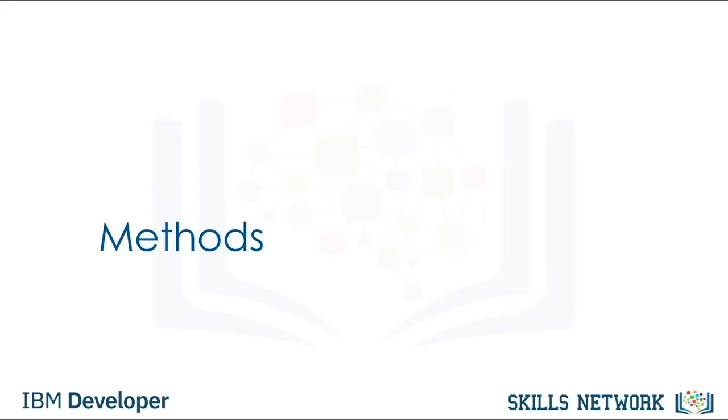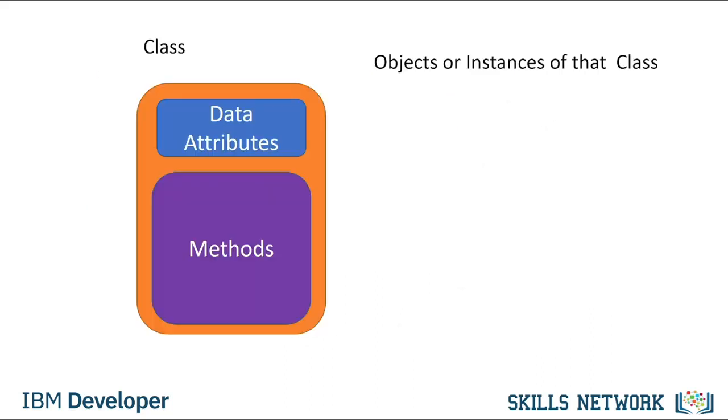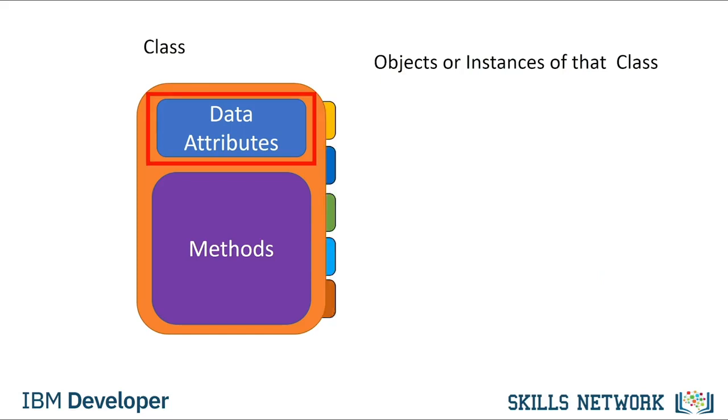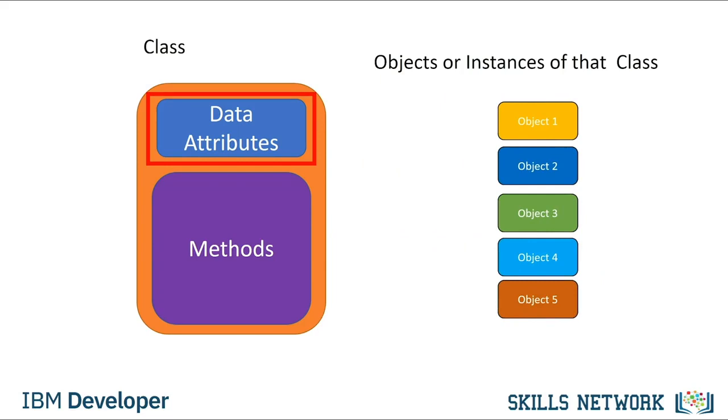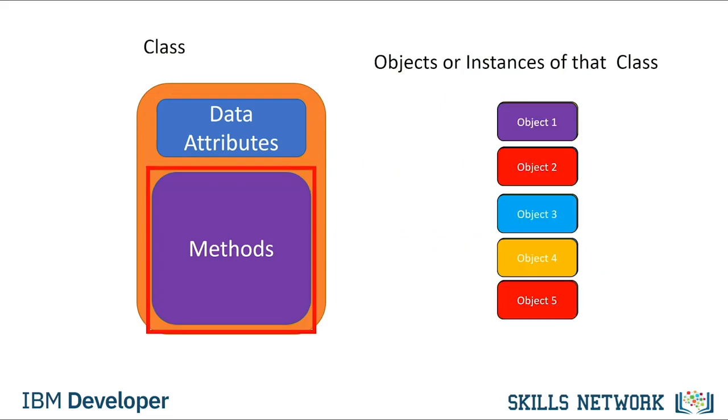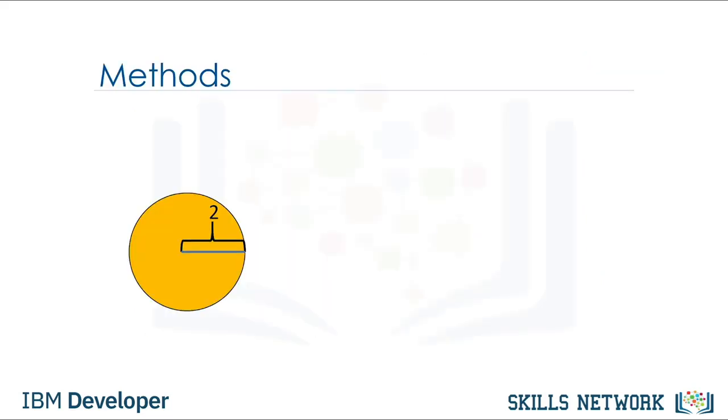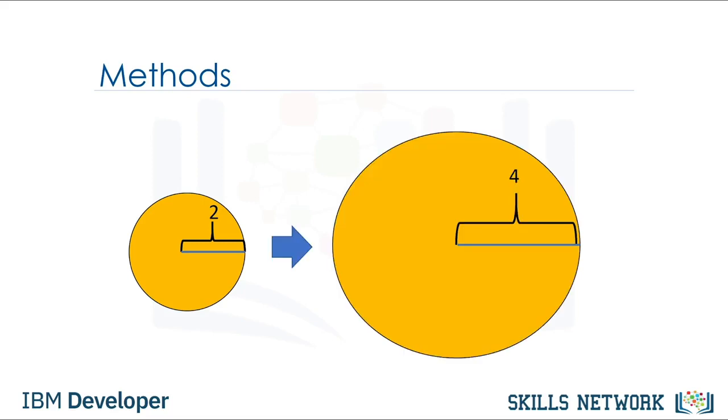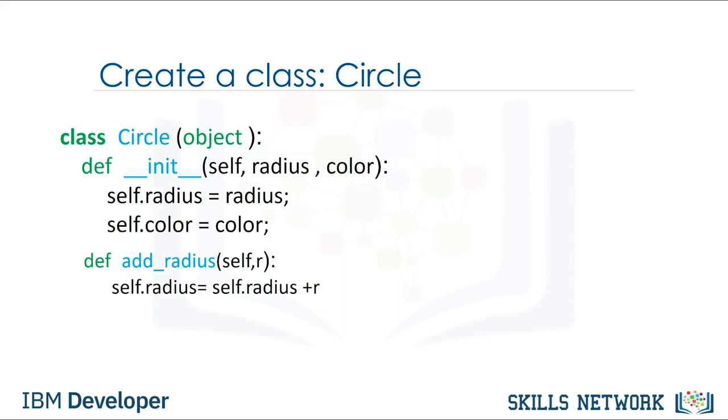Let's discuss methods. We have seen how data attributes consist of the data defining the objects. Methods are functions that interact and change the data attributes, changing or using the data attributes of the object. Let's say we would like to change the size of a circle. This involves changing the radius attribute. We add a method addRadius to the class circle.